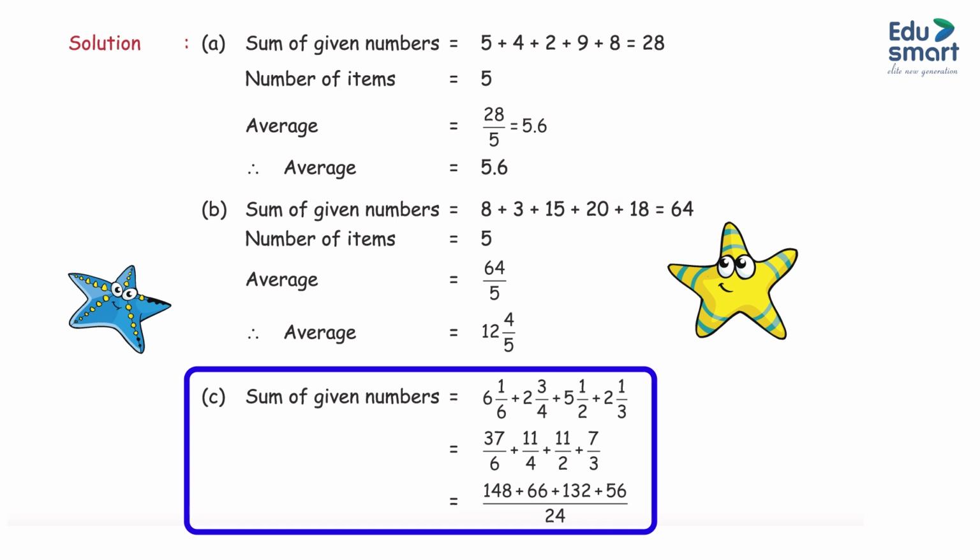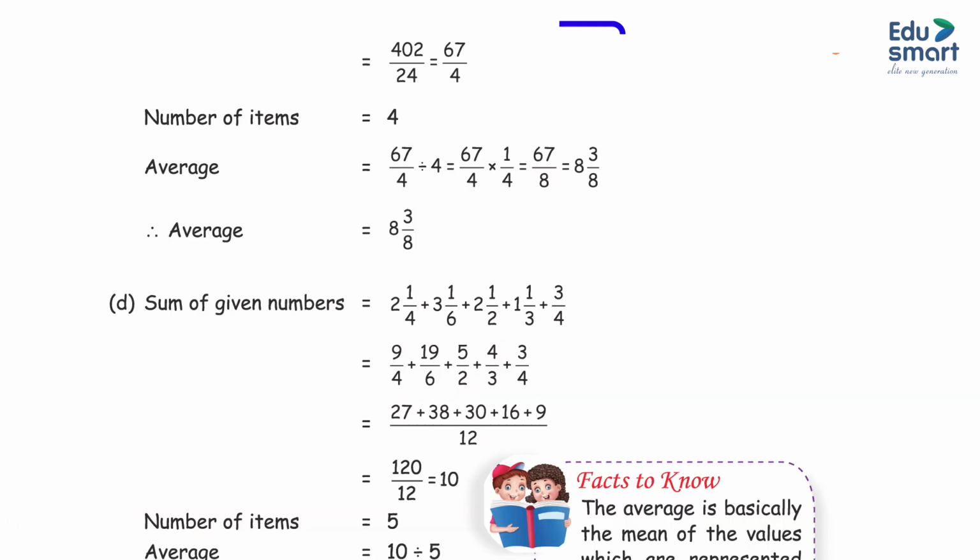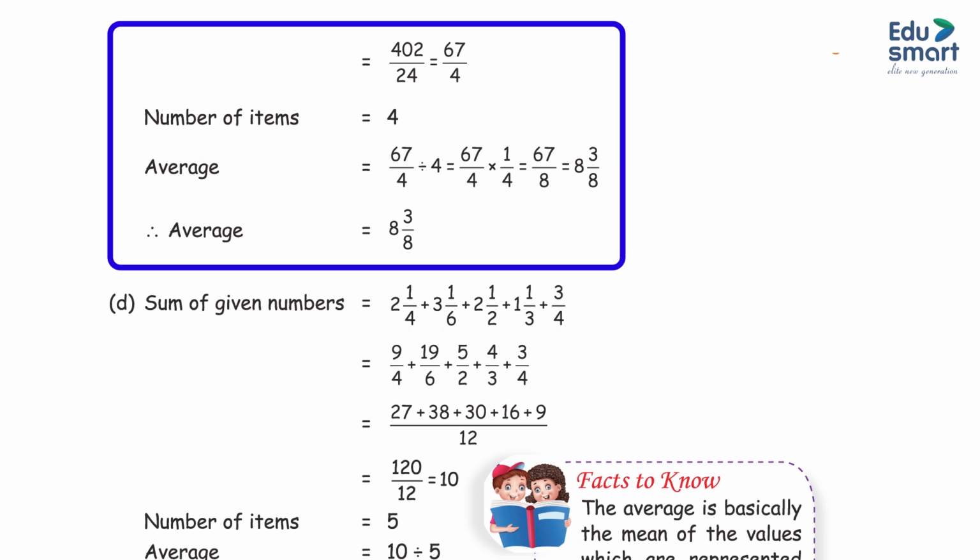C. Sum of given numbers 6 1/6 plus 2 3/4 plus 5 1/2 plus 2 1/3 is equal to 37/6 plus 11/4 plus 11/2 plus 7/3, which is equal to 148 plus 66 plus 132 plus 56 upon 24, that is 402 upon 24, 67 upon 4. Number of items 4. Average 67/4 divided by 4, 67/4 into 1/4 is equal to 67/8, which is 8 3/8.